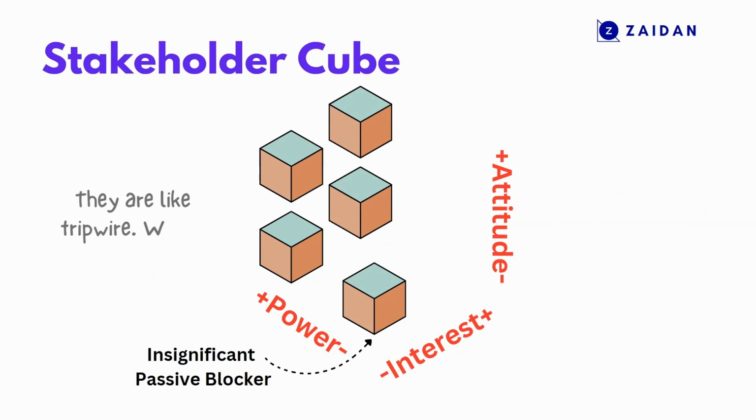Low power with low interest and low attitude. These are called insignificant passive blockers. They are like tripwires. You need to watch out.